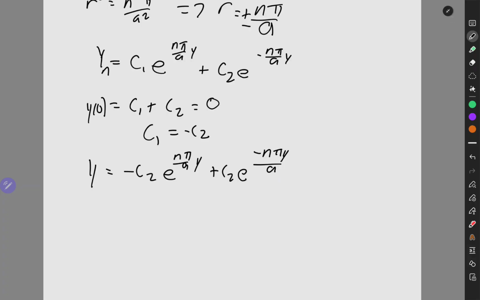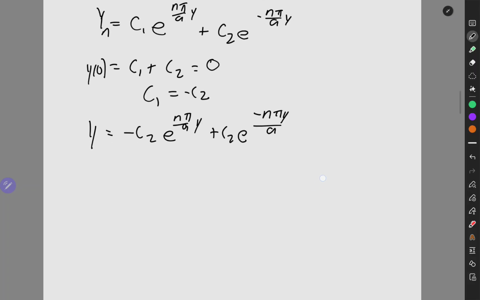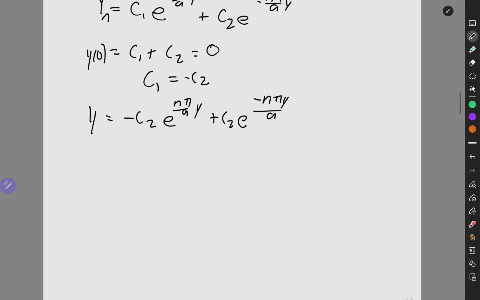So basically we're going to do some tomfoolery here. Some little algebraic manipulation. I'm going to convert this into y of n. I'm going to pull out the c sub n. Let's pull out the negative c sub n, why not? E to the n pi over a times y minus e to the negative n pi y over a.